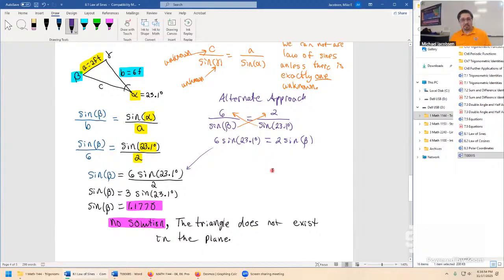Yeah, absolutely. That's a cool thing about law of sines. If you stick with angles on top on every problem or side lengths on top on every problem, it's always going to work out. Absolutely.